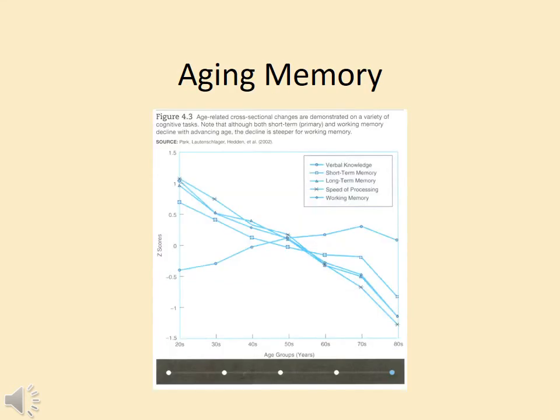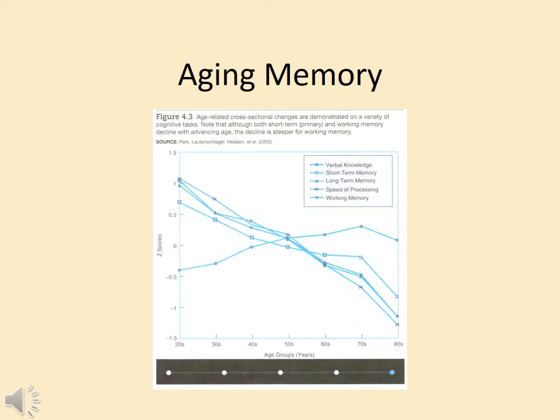Well, since this is the class on the journey of adulthood, let's take a look at memory as we age. Now, if this graph looks familiar, that's because hopefully you read it and I scanned it from the text. But do you notice a trend taking place? Short-term memory, long-term memory, working memory, and even the speed of processing all declined from their peaks in our 20s into our 80s. The only one that transcends this is our verbal knowledge, which from our 20s gradually increases all the way into our 70s before taking a small decline into our 80s.